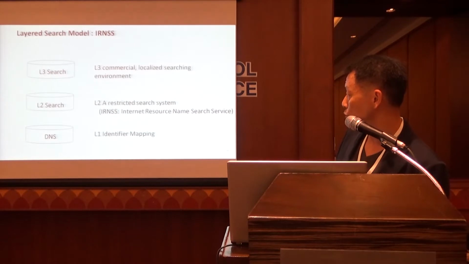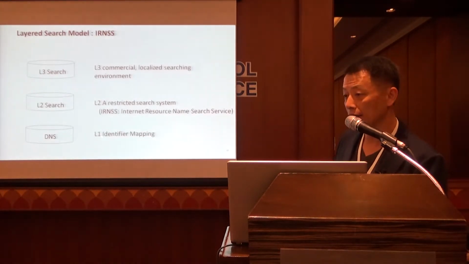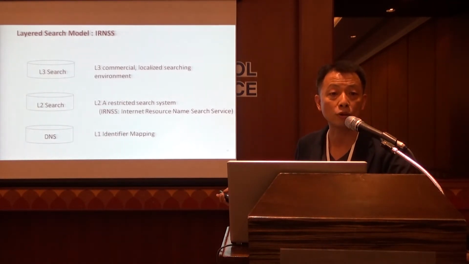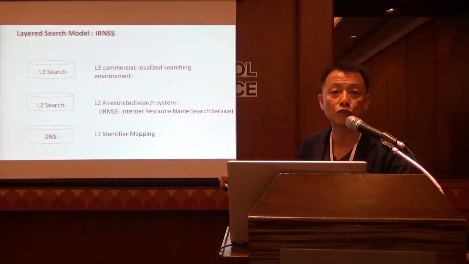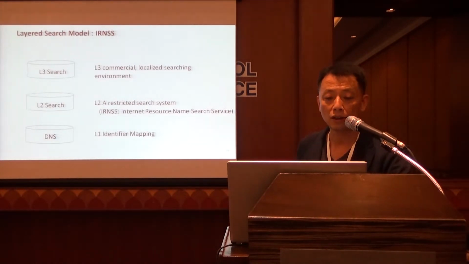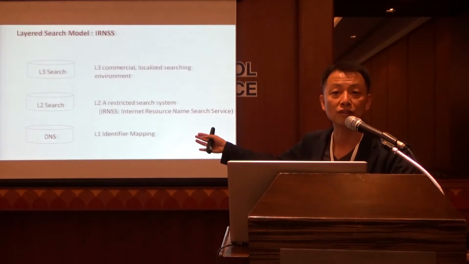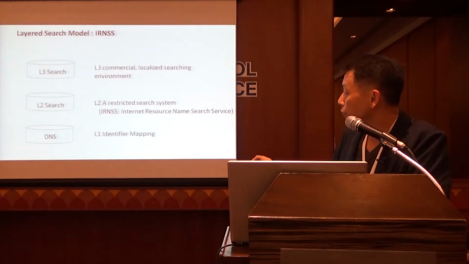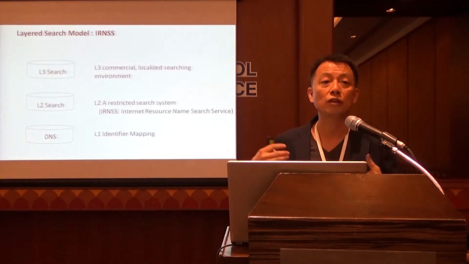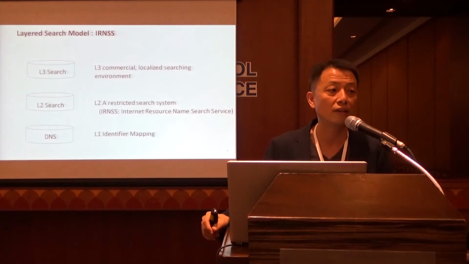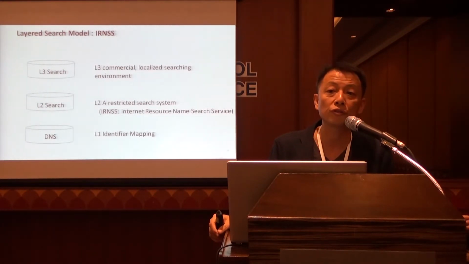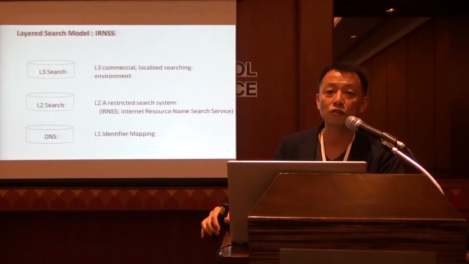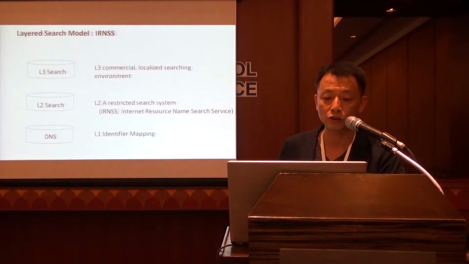Layer 2 search is a restricted search system for IRNSS, which stands for Internet Resource Name Search Service. That was proposed by John Klensin long ago, and unfortunately the research didn't keep going. Hopefully one day you can reactivate that research. I think it's very beneficial to the whole community. And for layer 3, as I mentioned, everything we look for, we just go to Google or somewhere. That's commercial search. You can choose which search company you like, key in the string you like, and get an output from the search company.